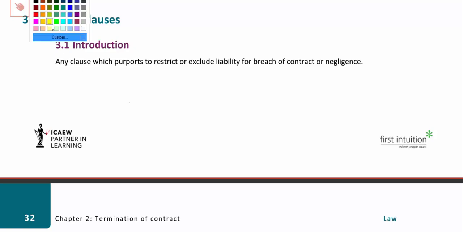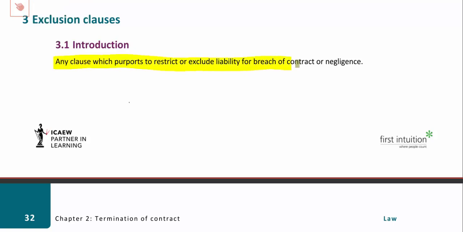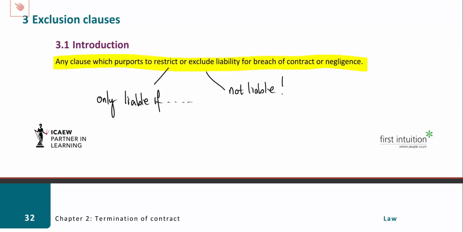Now, an exclusion clause is defined as any clause which purports to restrict or exclude liability for breach of contract or negligence. Well, excluding liability, we all know what that is. It's a clause that says we are not liable if we get it wrong. But a clause that restricts liability is a little bit more subtle. This is a clause that says we are only liable if, for instance, defects are notified to us within 24 hours of delivery or something like that. And basically, those clauses can cause all sorts of issues. You may not be aware of the defect within 24 hours of delivery, for instance.